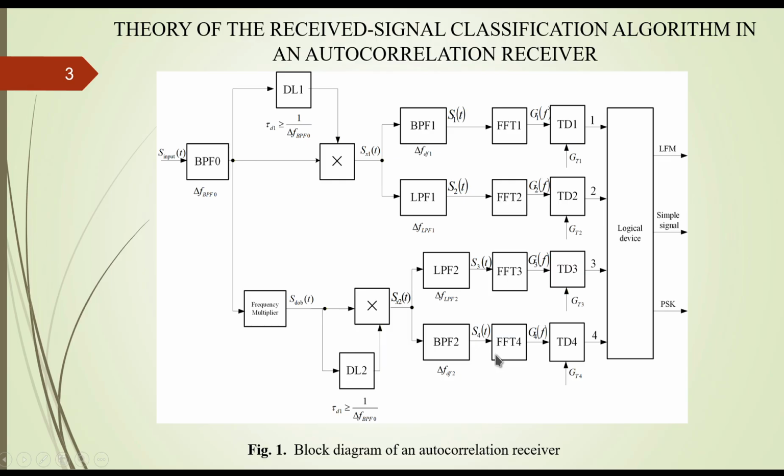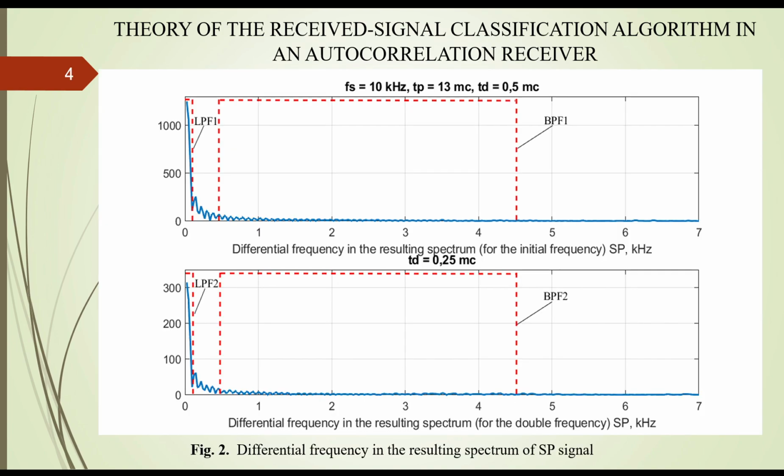Extract the low frequency component and the component at the differential frequency. Compare the amplitudes of the four spectrum components with the given threshold values and decide on the type of the detected signal. To look clearly at the processing of the detected signal in the autocorrelation receiver, the slide shows the differential frequency in the resulting spectrum of signals.